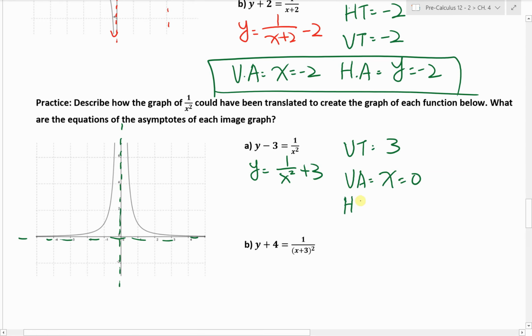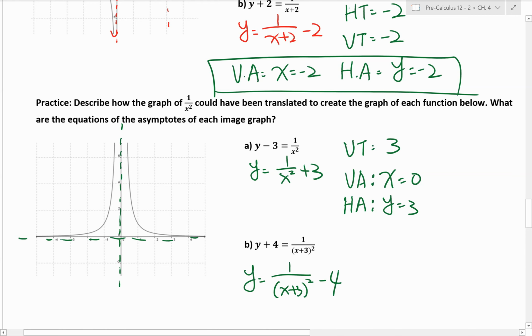However, the horizontal asymptote will not be the same. It's not going to be y equal to 0 anymore because we have moved the graph 3 units up. So this is now going to be y equals 3. All right. For part B, same thing. I need to move the 4 over first.